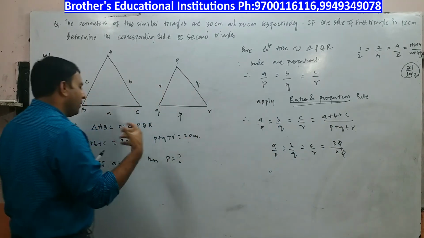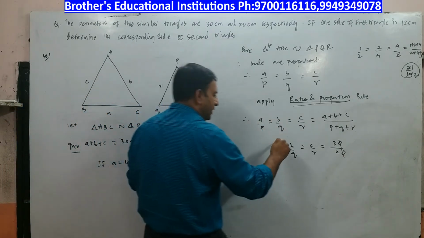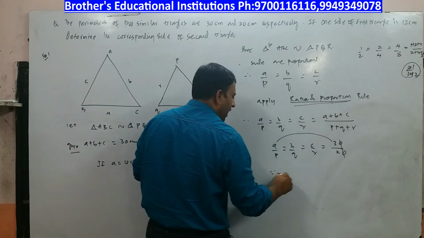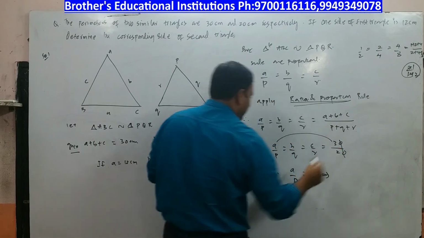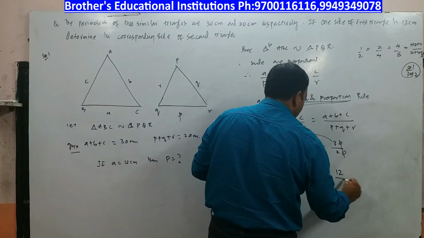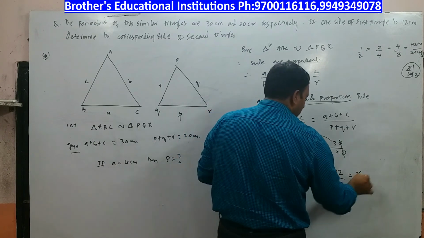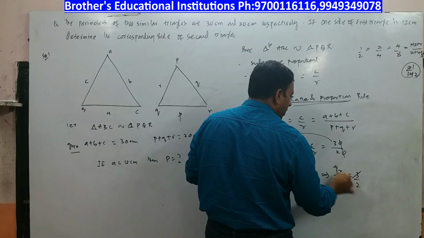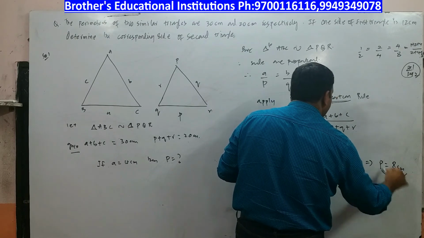Now tell me, what is the question asked? A is 12 and we are supposed to find P. So in this entire scenario, I will only take these two things. I will write A by P is equal to 3 by 2, which implies, what is the A value? The A value is 12. So it is 12 by P is equal to 3 by 2. Now cross multiply: 3 1s are 3, 3 4s are 12. What will we get? P is equal to 4 2s are 8 centimeters.